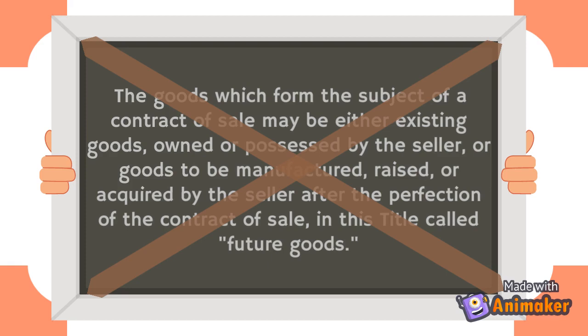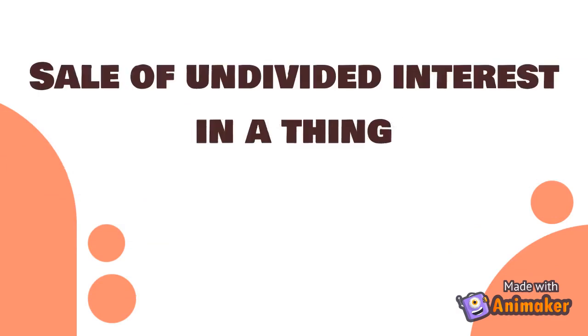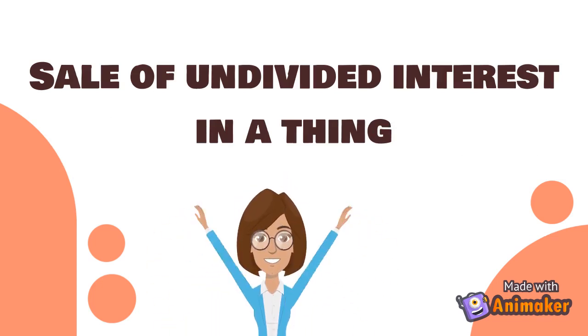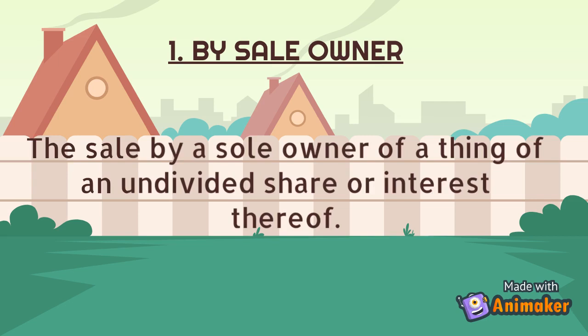Article 1463. The sole owner of a thing may sell an undivided interest therein. Sale of undivided interest in a thing. Article 1463 covers only the sale by a sole owner of a thing of an undivided share or interest thereof. The sole owner of a thing may sell the entire thing or only a specific portion thereof, or an undivided interest therein, and such interest may be designated as an aliquot part of the whole.